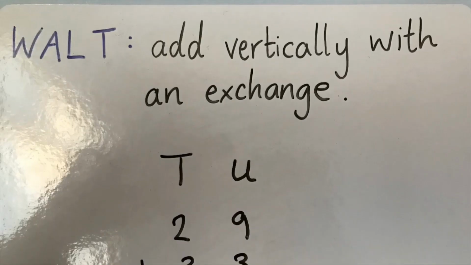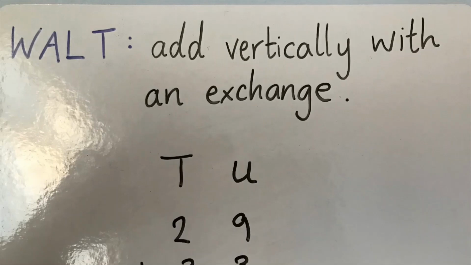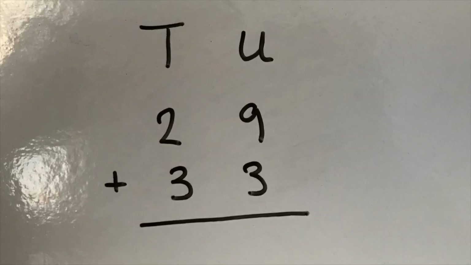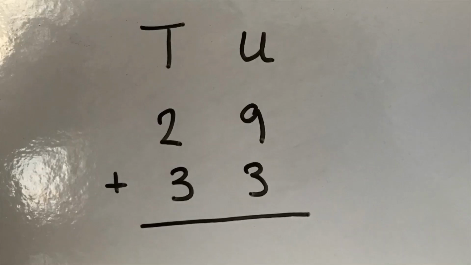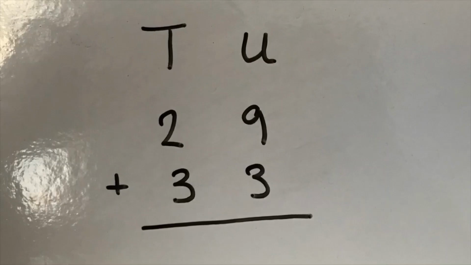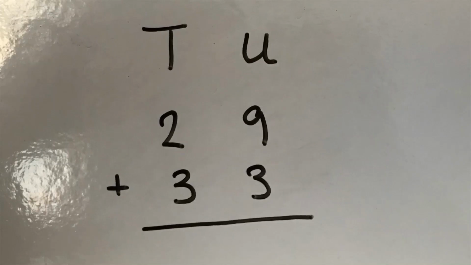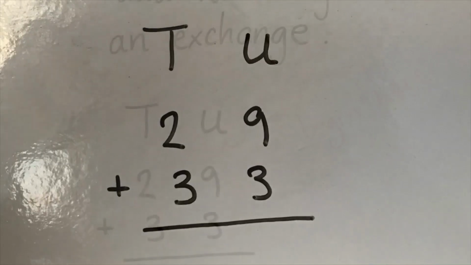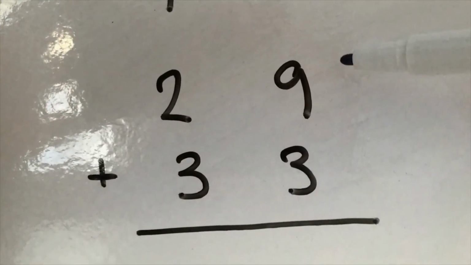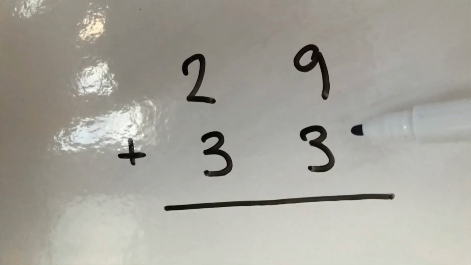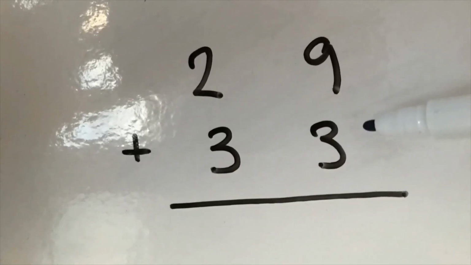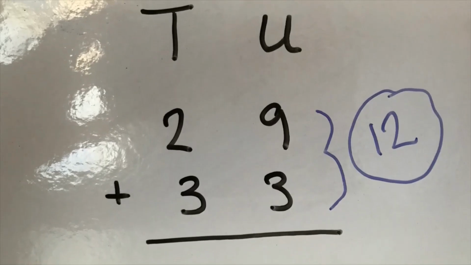Today we are learning to add vertically with an exchange. As you can see, I've done our first addition sum, and it is 29 add 33, and we're going to be using our tens and units. Now remember, girls and boys, always start with the units. Always begin there. So we have 9 add 3, and together that gives us 12.